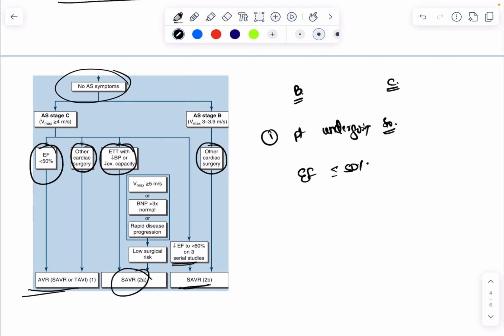The other thing is if Vmax is more than 5 meters per second, or BNP is more than or equal to 3 times the normal, or there is rapid progression of the disease and the patient has low surgical risk, then also you should do the surgery.